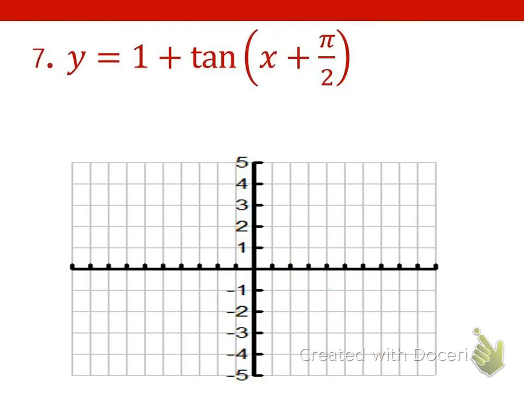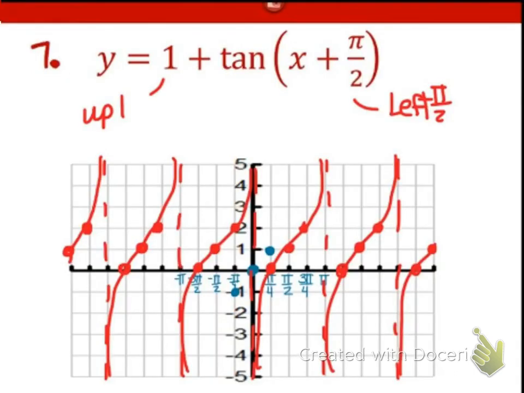All right. Now try 7. Then I'll show you what you should get, and we'll talk through it. Stop the video and then start it back up. And this is your graph, right? All right, so we're shifting up 1 because of that.